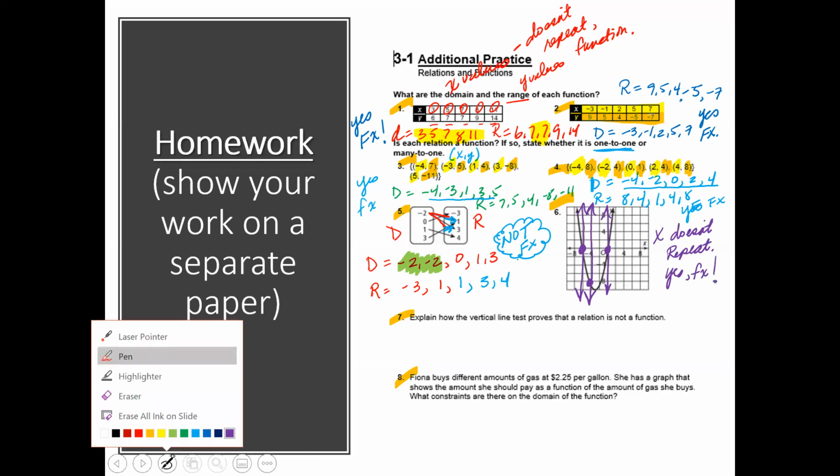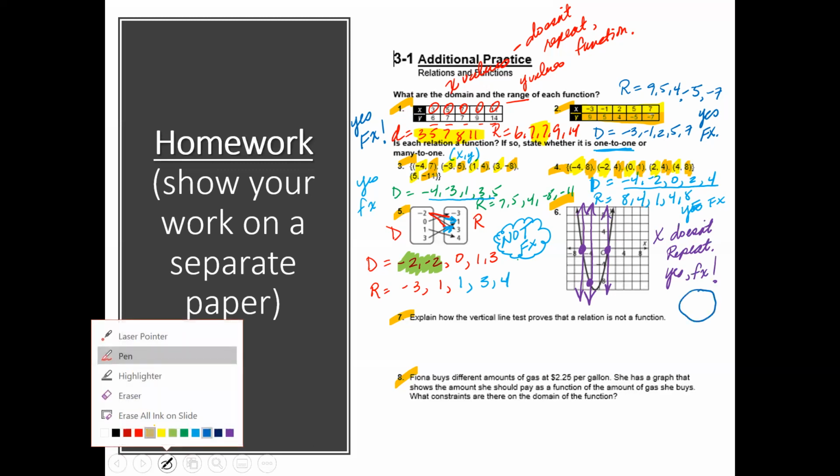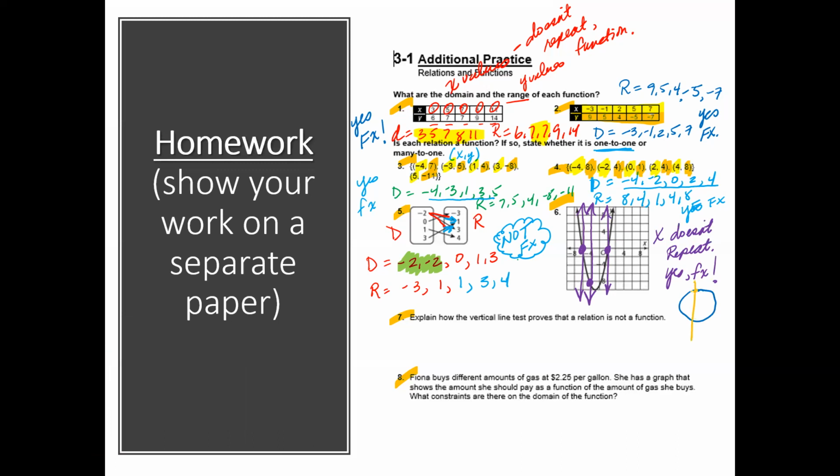Now I'm sure you're thinking, well, what will make this not a function? If this is my graph, because it is a circle, and if I draw a straight line, you see how it touches it twice? So for this one, it is not a function.